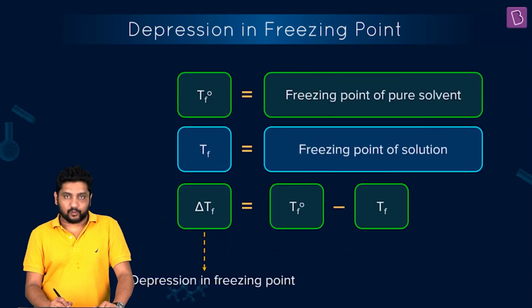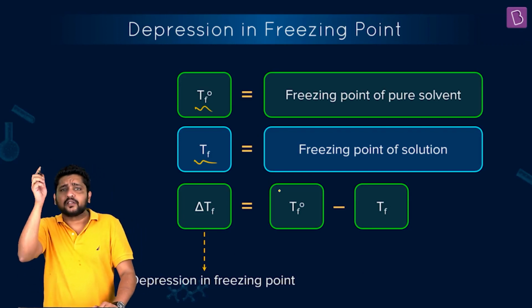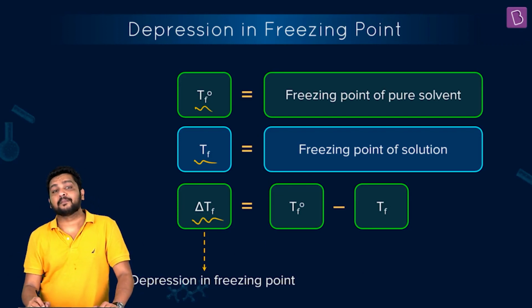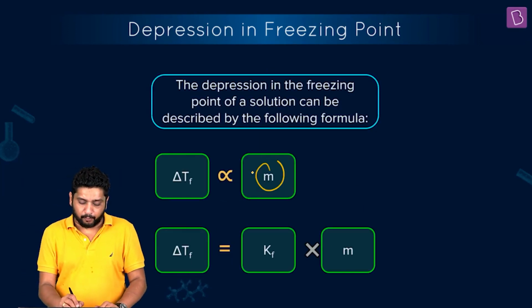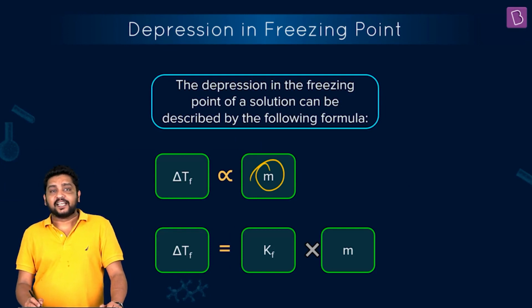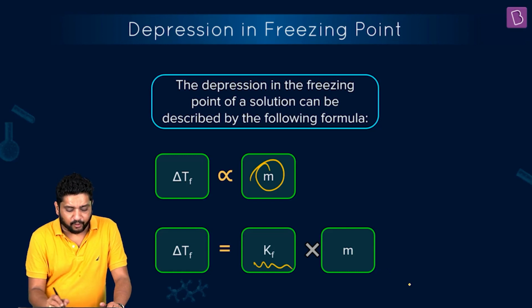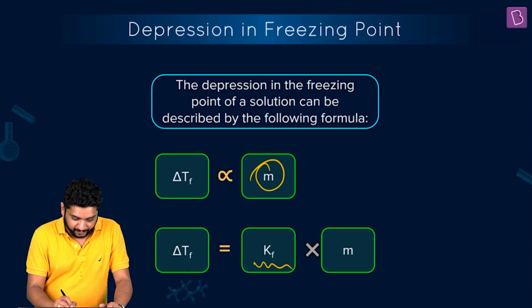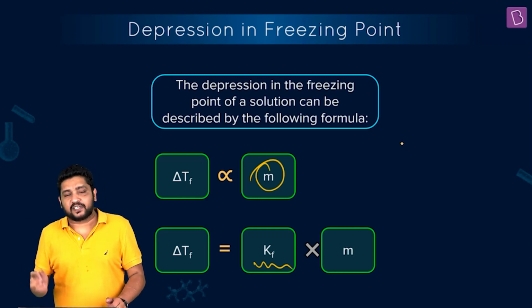What was observed is that delta TF is proportional to the molality, right? T0 is the original freezing point. TF is the new freezing point of the solution. Delta TF is the depression, and that is equal to T0 minus TF, right? So this depression is seen to be proportional to molality. In order to remove the proportionality, what do we do? We multiply by a constant, which is called your cryoscopic constant or freezing point constant. So delta TF is equal to KF into molality. This is our equation. Simple equation.